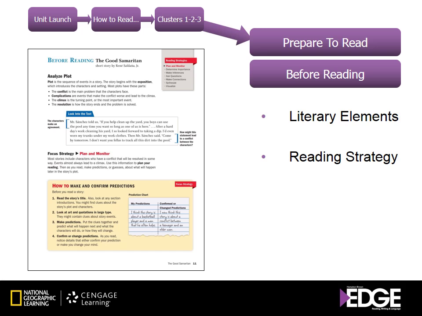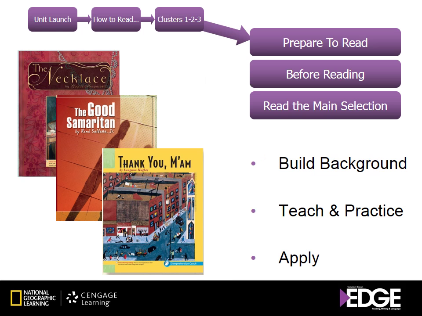In the bottom half of the page, you'll find instruction on the reading strategy. In this selection, students focus specifically on making and confirming predictions as they read. Look at the explicit examples of the strategic ways readers can make and confirm predictions for themselves. This highly supportive, explicit instruction in both the genre and the comprehension strategy before the students read prepares them for success with the upcoming selection. Now it's time to build background, teach and practice the reading strategies, and have the students apply what they've learned as they read the main selection.